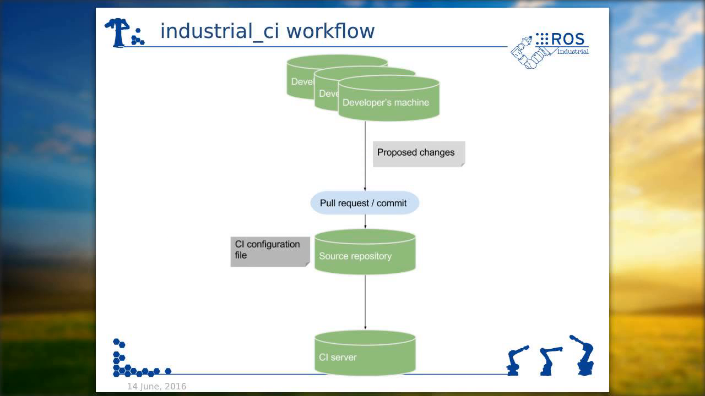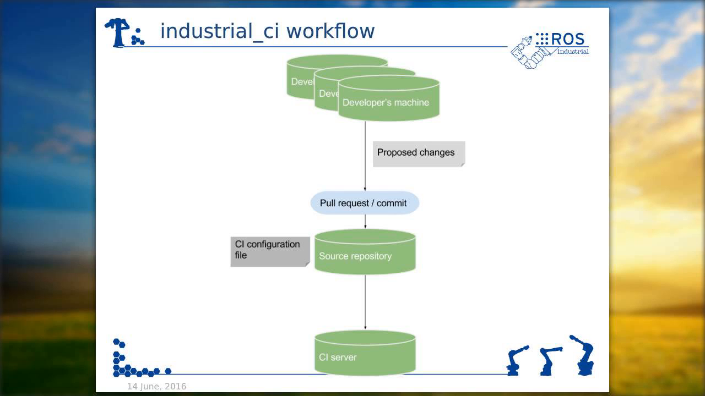So the workflow is quite simple. At the top, you write your own code, make changes, and open a pull request to the source repository. The source repository has to be configured for the CI service. In order to configure it, you have to do two things. One, hook up your source repository to the CI server, and also add the CI configuration file to the source repository, which for Travis CI is called a .travis.yml file. That's it, and then you're ready to use the CI service.